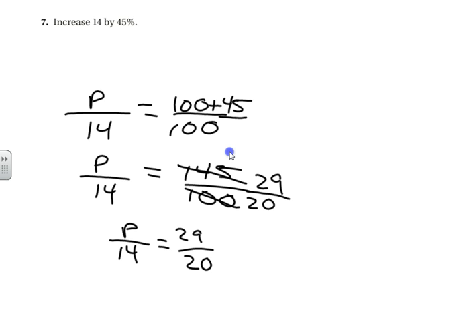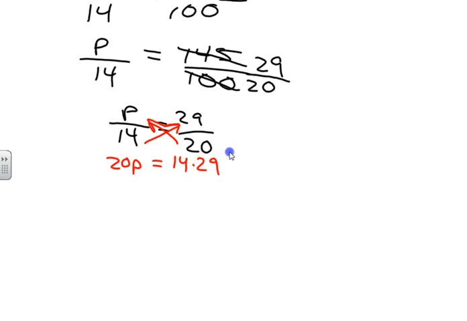Now, this is not as easy as some of the others. I mean, 20 times what equals 14? Not that easy. So what will we use? Cross product. Let's just cross product this. 20P equals 14 times 29. Who has 14 times 29 for us? Michaela? 406 equals 20P. Did you do that by hand?